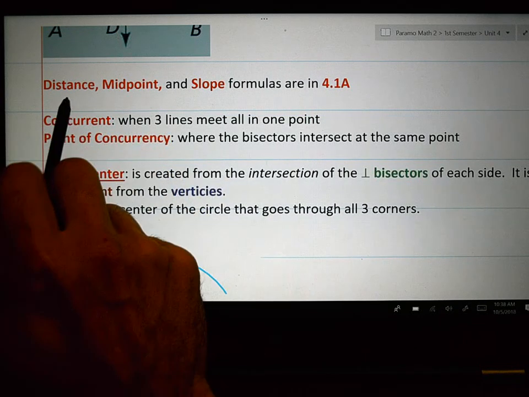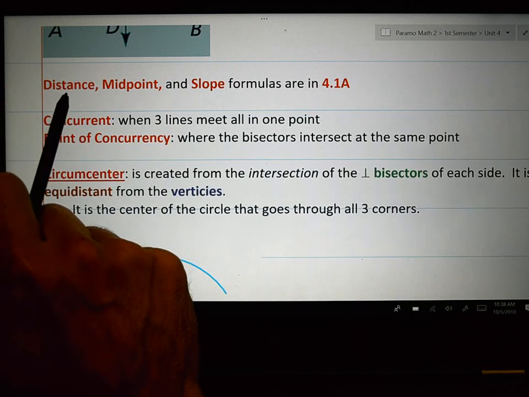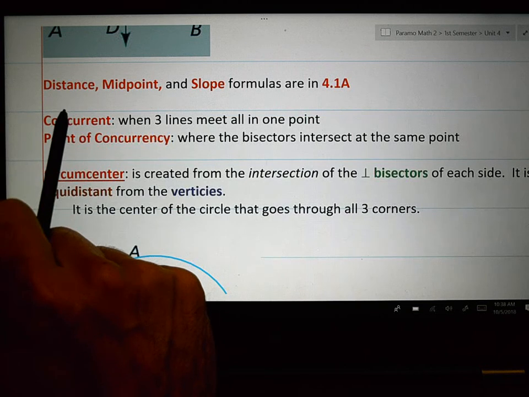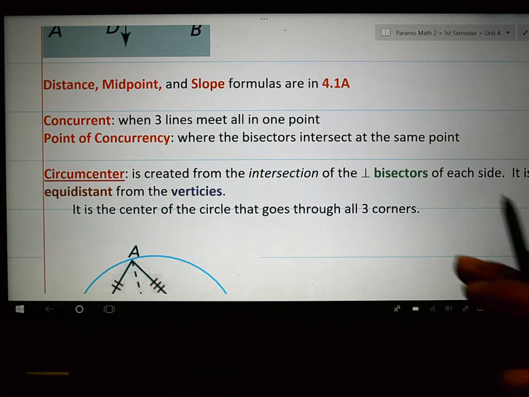For example, I know what the distance formula is. It's the square root of (x2 minus x1) squared plus (y2 minus y1) squared. If you don't remember that, you're going to need to use your notes. I hope you know how to find the midpoint, and I hope you know how to find the slope. It's there.